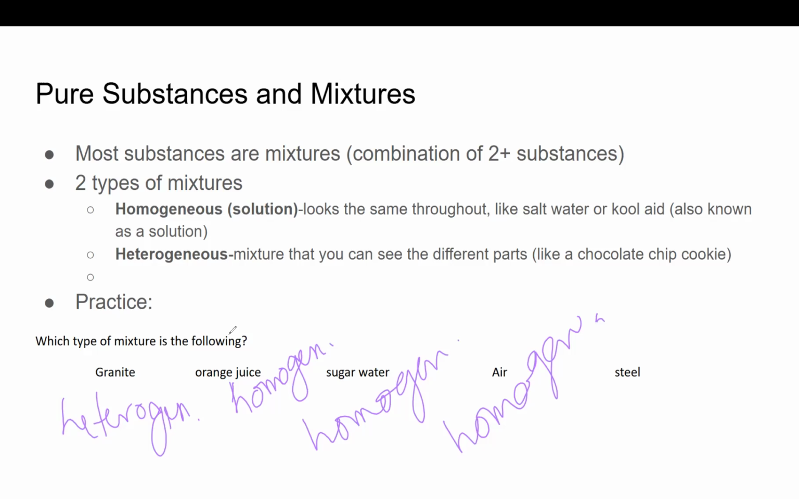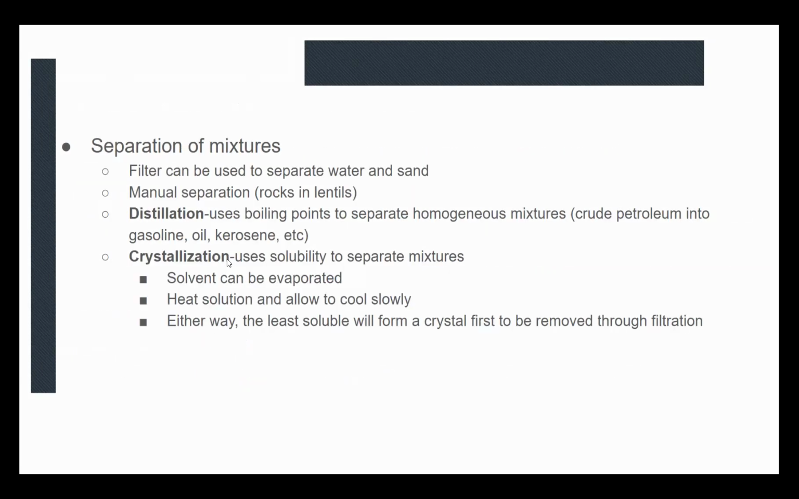Steel. This is a homogeneous mixture. We can't see the different elements in it. So, see how you did. Let me know if you have questions about it.